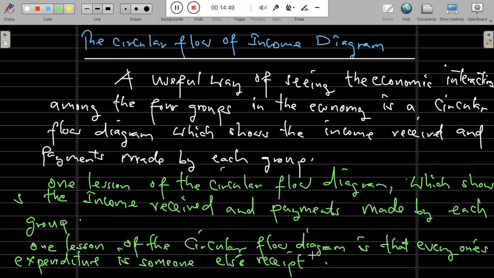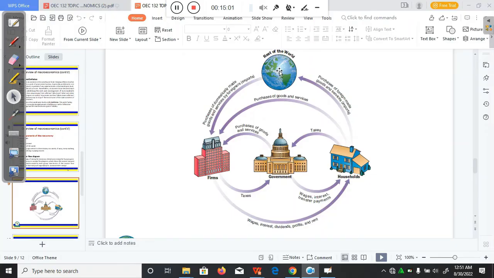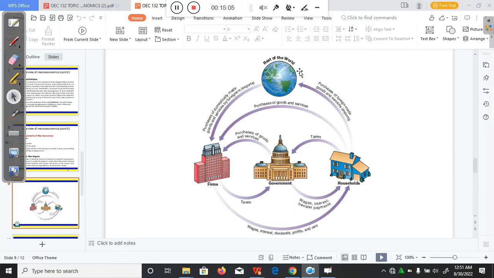As you can observe in the circular flow of national income, here we have the households, the firms, and the government. Households provide labor to the firms, and the firms pay them, so labor receives income. When the firms receive raw materials, inputs, or labor, they produce goods and turn around to the households. So households buy and consume goods and pay income.